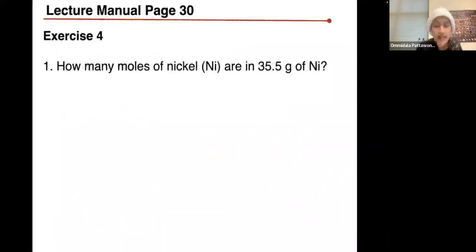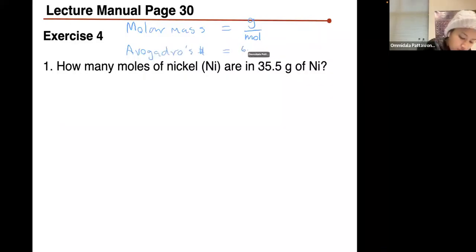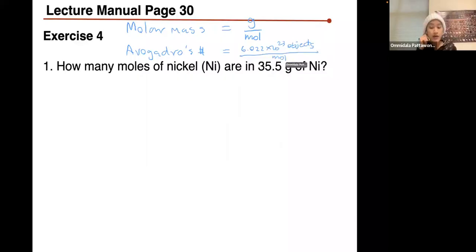Next, we are going to apply the idea of molar mass and Avogadro's number to help us do exercise number 4. In this case, again note that molar mass will help you convert between grams and mole, because the unit is grams per mole. And Avogadro's number will help us convert the number of objects to mole. So I'm going to write these two up here so that you know what we need to use.